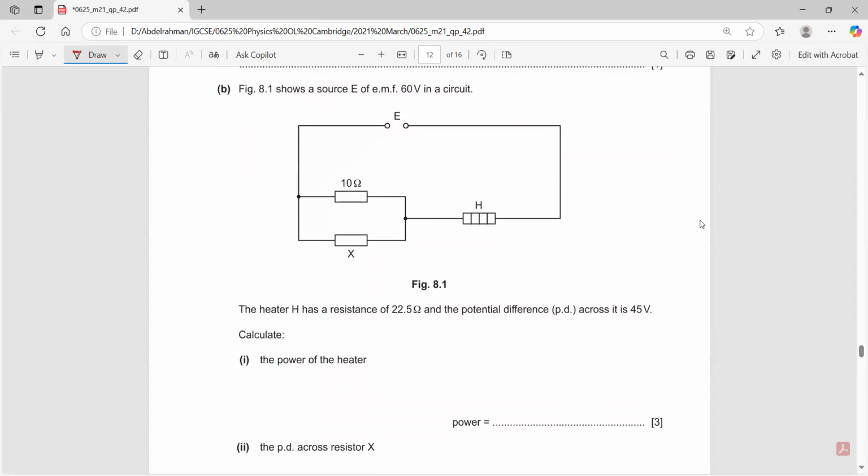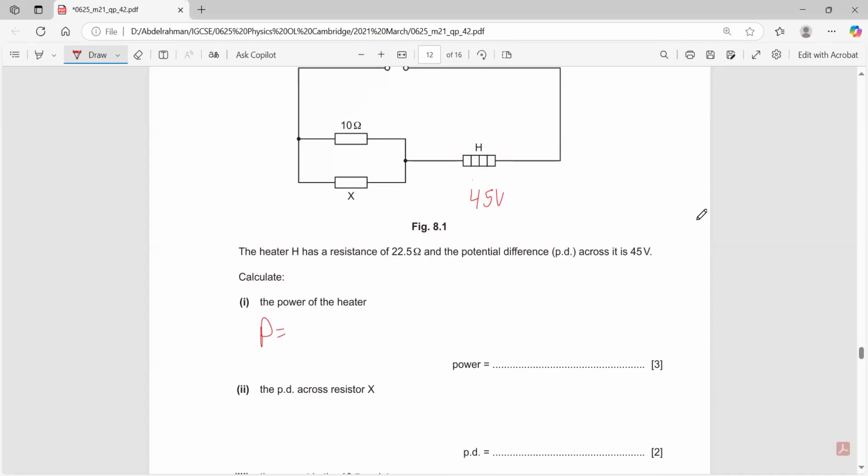Heater H has a resistance of 22.5 ohms. The potential difference across it is 45 volts. The EMF of the source is 60 volts. If this has a voltage of 45 volts, can I find the power of the heater? Yes, I can. Power equals I squared R, or if you have the voltage and the resistance, it could be V squared over R.